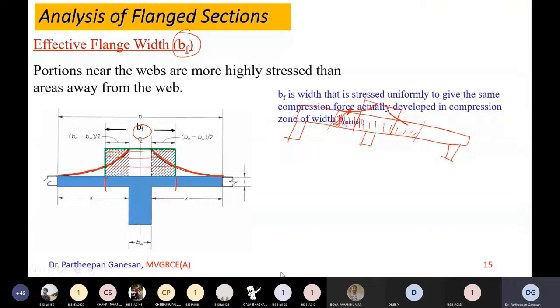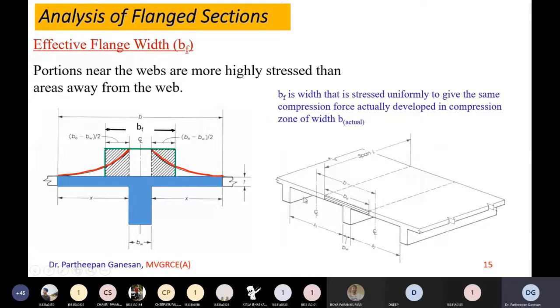Now I am going to erase that. BF is the width that is stressed uniformly to give the same compressive force actually developed in the compression zone of actual width B. Whatever force is developed due to this parabolic stress or actual stress distribution, the same force will be developed over the length of BF, but the stress will be uniform. So BF will always be less than B, or maximum it will be equal to B.